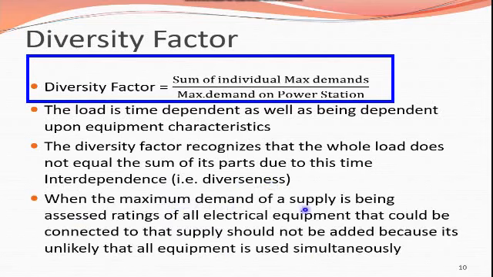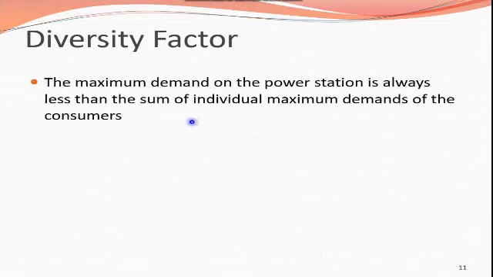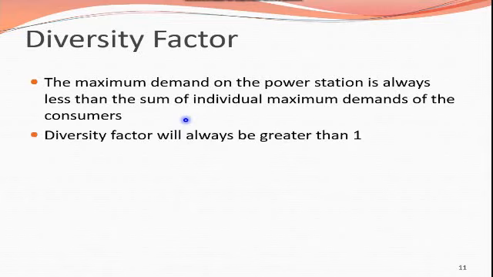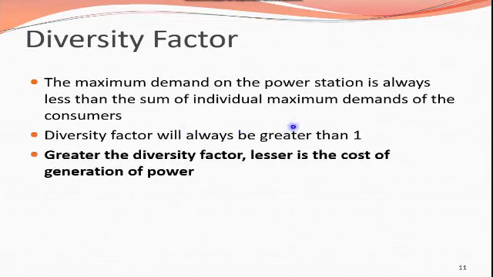When the maximum demand of the supply is being assessed, the rating of all the electrical equipment that could be connected to the supply should not be added, because it is unlikely that all equipment is used simultaneously. So the maximum demand on the power station is less than the sum of the individual demands of the consumers. It means that the sum of the individual demands is always greater than the maximum demand on the power station. Diversity factor will always be greater than 1.